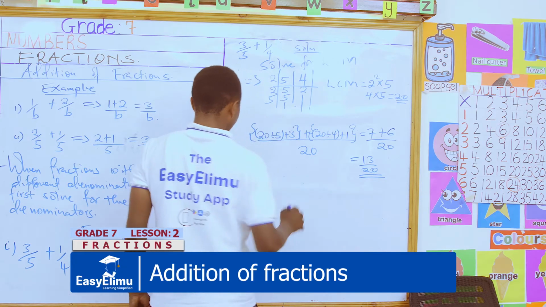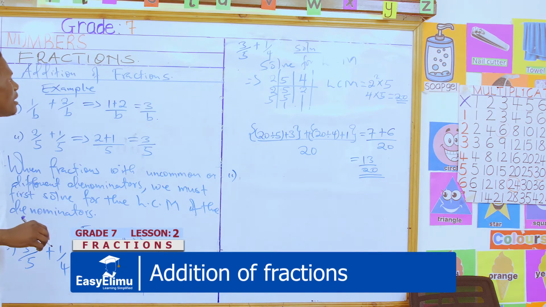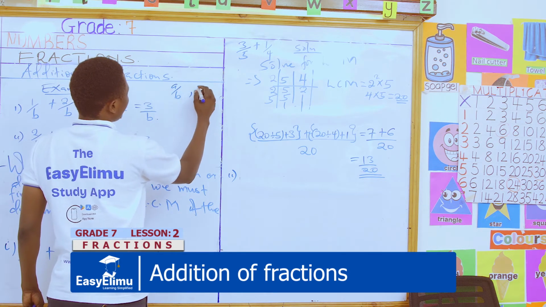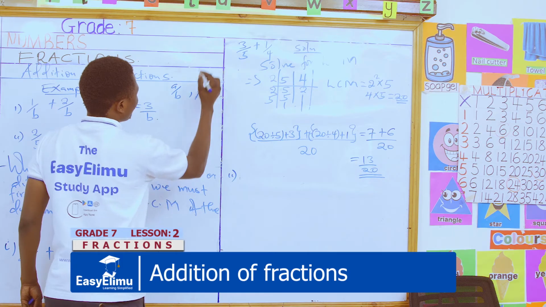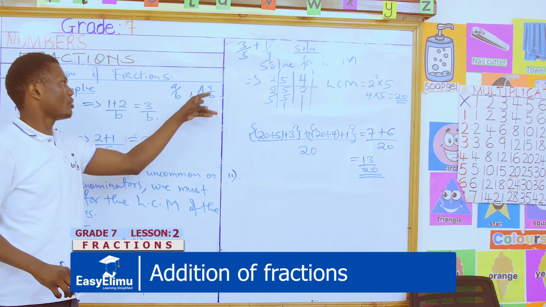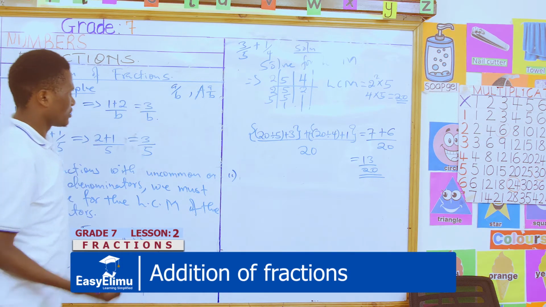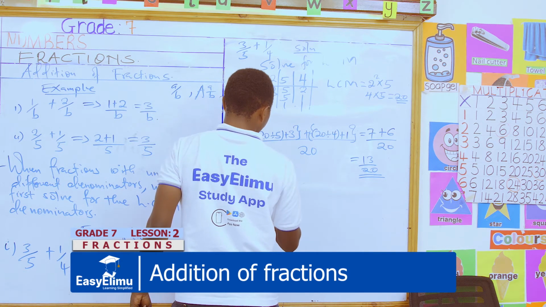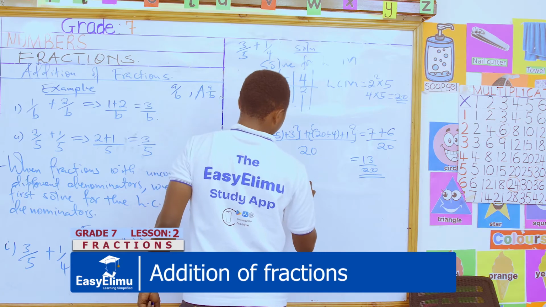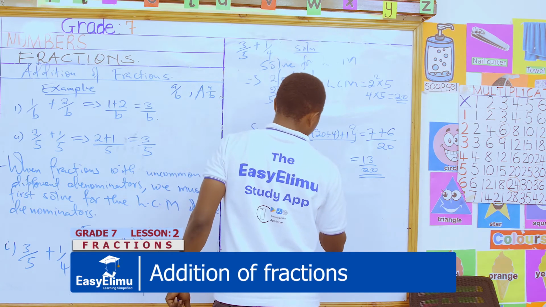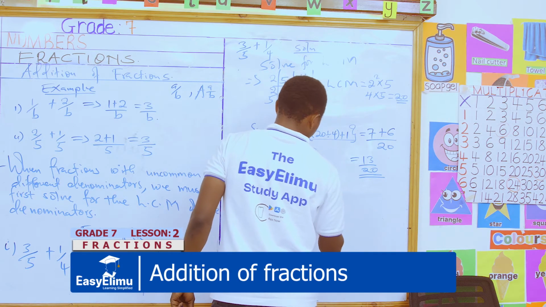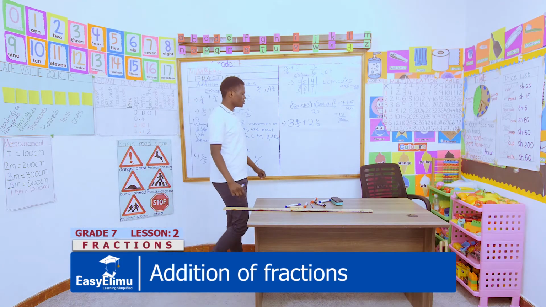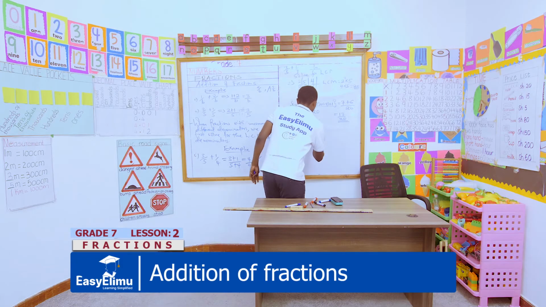Another example. Example 2, you can be given, remember I said at the beginning that a fraction can be A over B, or it can be a mixed number where you have a whole number and a fractional part. So you can be given something like 3 and 4 over 5 plus 2 and 1 over 2.